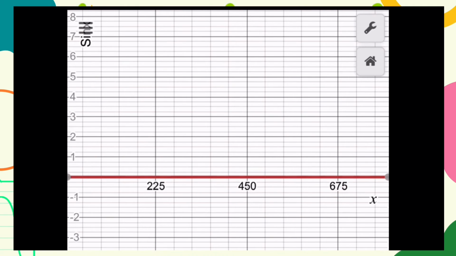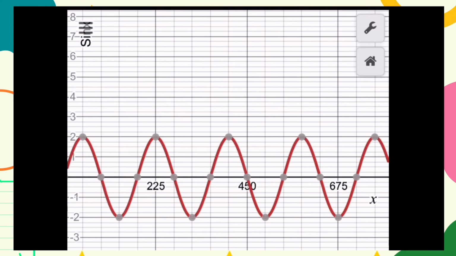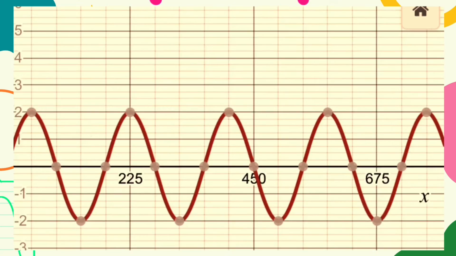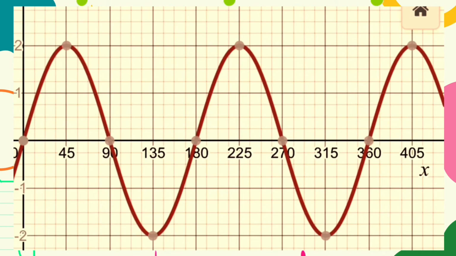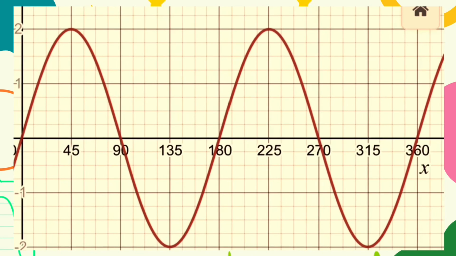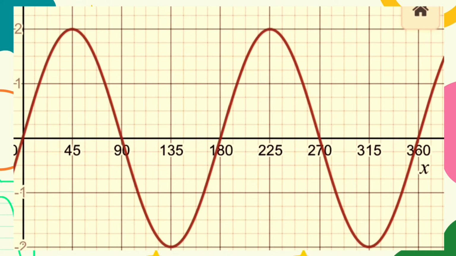Let's see this one. I'm going to change to, okay, let's say we have 2x here. So if 2x, you will see 2 repetitions until 360, right? So let me show you. Your graph will be, you have 2 cycles. So the amplitude is 2, the number of oscillations is 2, the frequency is 2, okay, and then the period is 180 degrees, right?